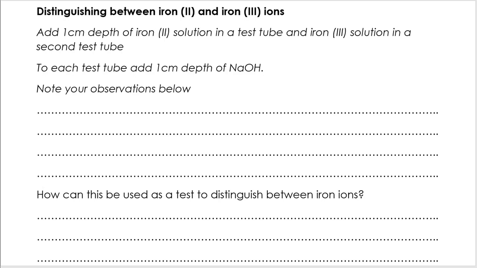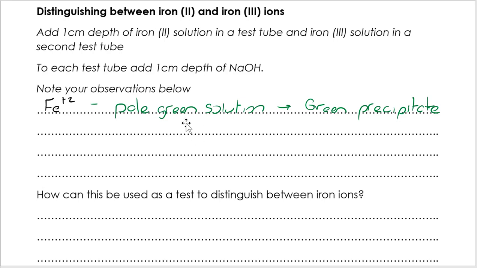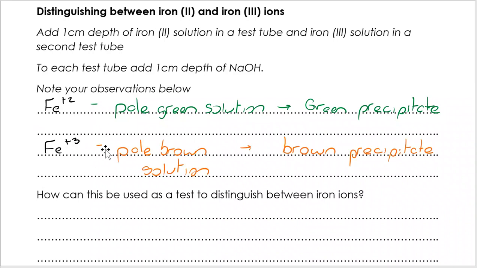But if I add sodium hydroxide, we've already spoken about the fact that that reaction will carry on until a solid precipitates out. So if I add sodium hydroxide to iron 2, I will get my pale green solution. We're going to talk about these colours and these observations in the final video a lot more, but I'll actually make a green precipitate, a green solid. If I take iron 3, I've got plus 3 ions, that's a pale brown solution, and I'm going to end up making a brown precipitate.